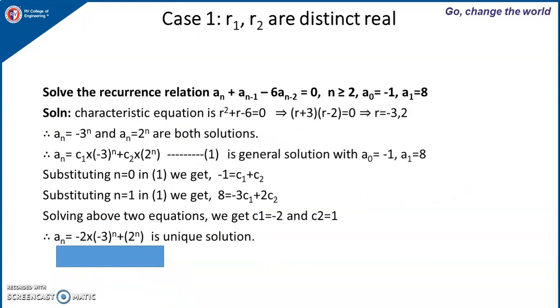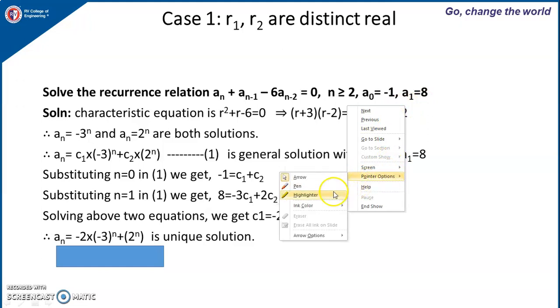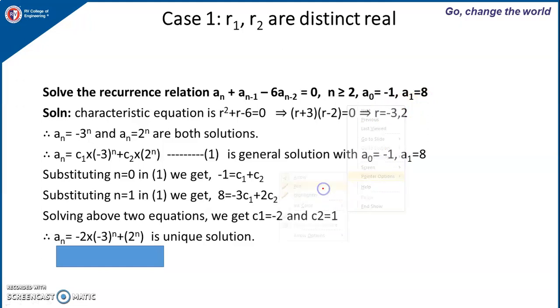So let us take one example of a second order linear homogeneous recurrence relation and see how to find the solution. Okay, so here this is the recurrence relation, an plus an minus 1 minus 6 an minus 2 is equal to 0. And you can see here this is a second order recurrence relation, and the initial values are given: a0 is minus 1, a1 is 8.